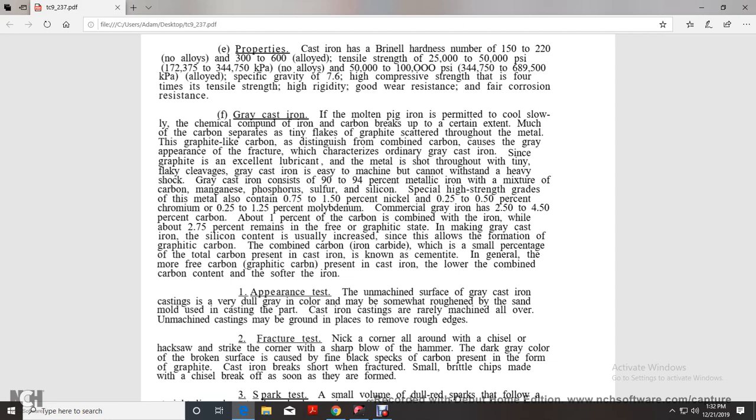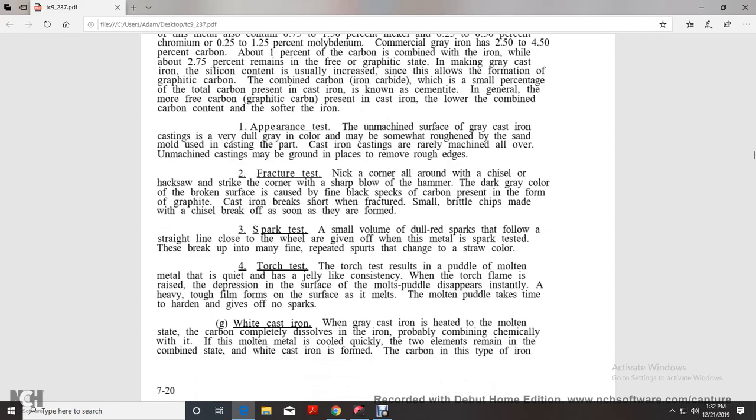All of it, about 1% of the carbon is combined with the iron, while about 2.75% of the remaining carbon is in the graphite state. In making gray cast iron, the silicon content is usually increased to allow the formation of graphite carbon. Combined carbon, iron carbide, is a small percentage of the total carbon present in cast iron and is known as cementite. In general, the more free graphite carbon present in the cast iron, the lower the combined carbon content and the softer the iron.